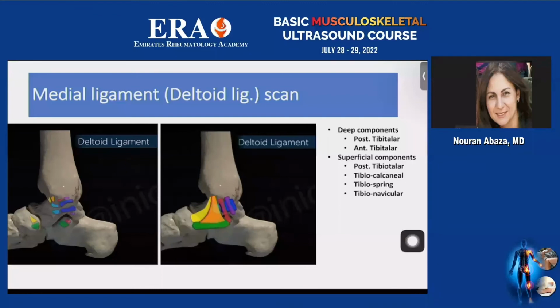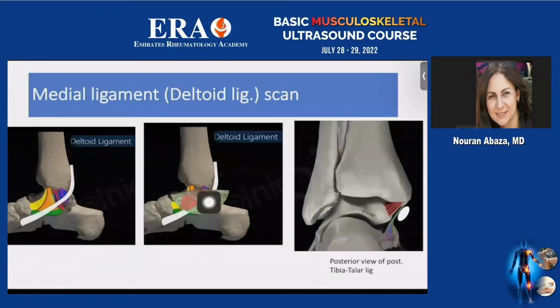To make things easier, it's like a fan shape. You will start your scan parallel to the sole of the foot, but then you will fix the probe on the medial malleolus, and you will go in a fan shape with the probe. I will show you right now.